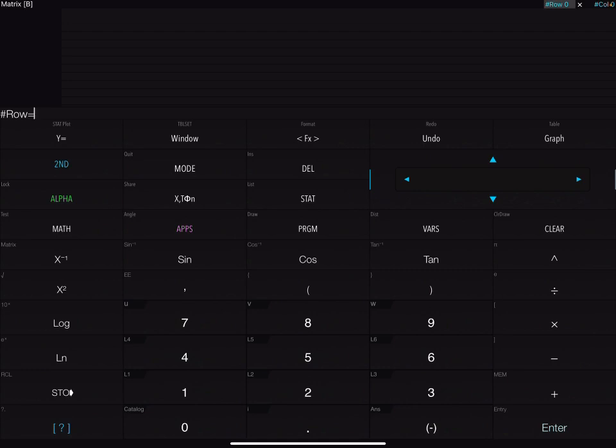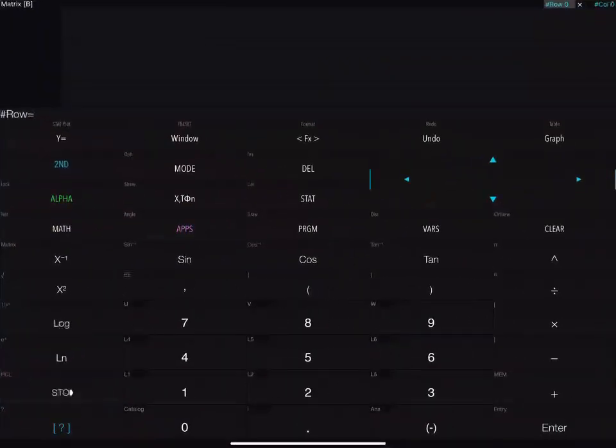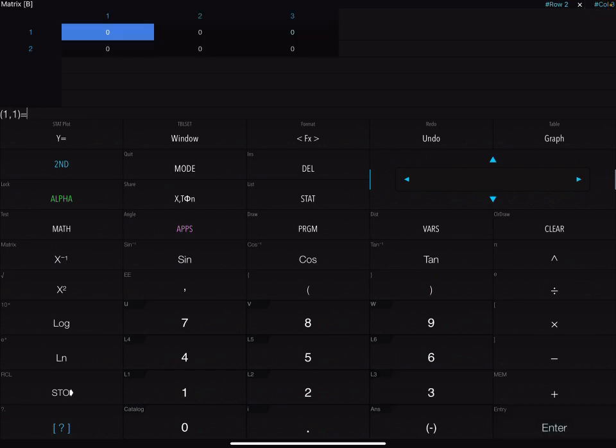And the first thing that they're going to ask you is they're going to ask you, how many rows do you have in your matrix? Now, if you go back to the matrix that we did, this is a 2 by 3 matrix. So there's 2 rows, 3 columns. So let's go back. It asks you how many rows. You say 2, press enter. Then it asks you how many columns. You say 3, enter. And what it does is it's going to put a 2 by 3 matrix in your calculator so you can enter the numbers. So I'm going to enter the numbers one by one into my calculator.